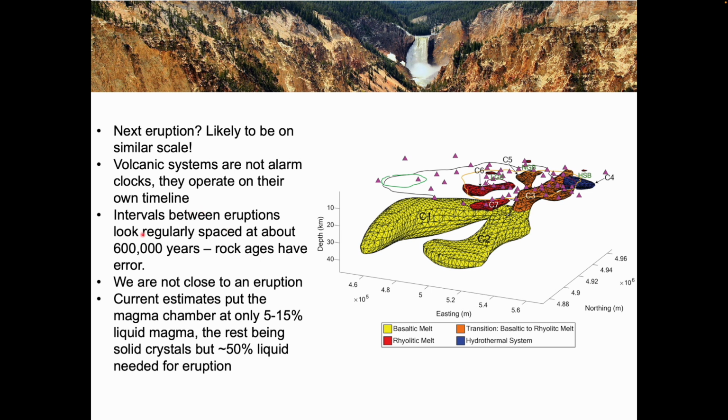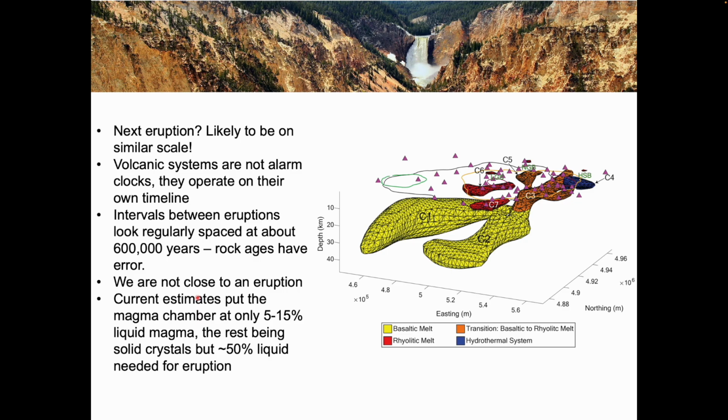The most recent eruption was 638,000 years ago. So does that mean we're overdue? Not really. I mean, that's 600,000 years plus or minus 100,000 years, because there is variation. These are not perfect, regularly operating systems.